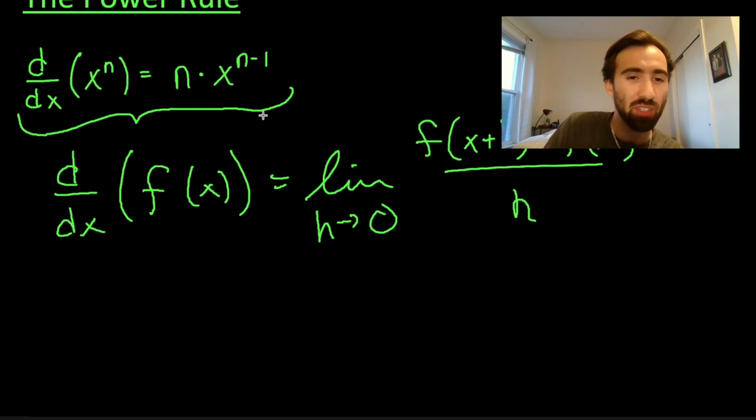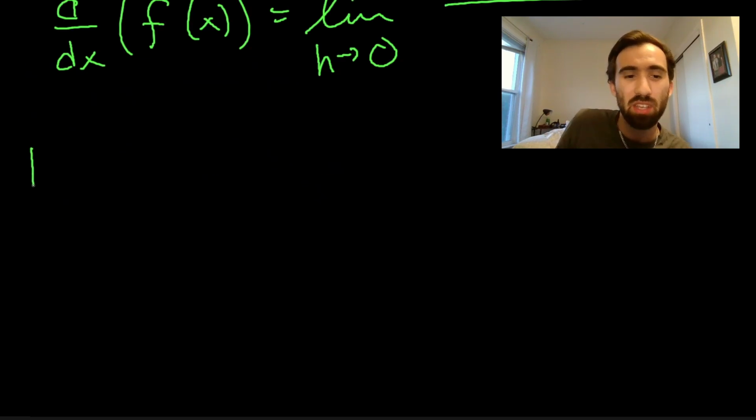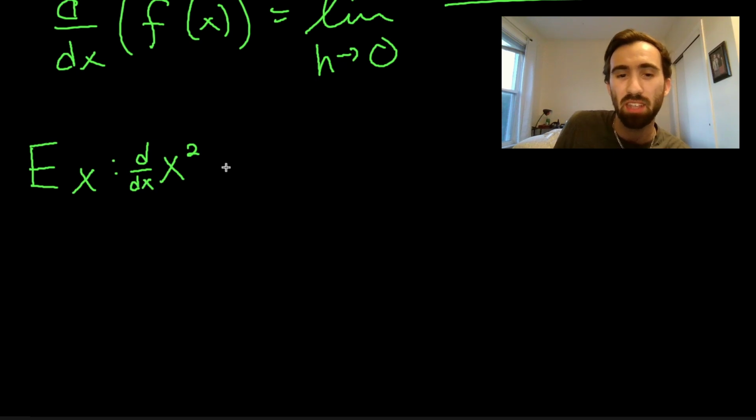So instead of having to do these annoying polynomial limits, now you could just take the derivative of a function that is specifically a polynomial by bringing the exponent down in front of the function and subtracting one. So for example, if I wanted to take the derivative d dx of x squared, well, the power rule says that you just bring this exponent down to the front and subtract 1 off.